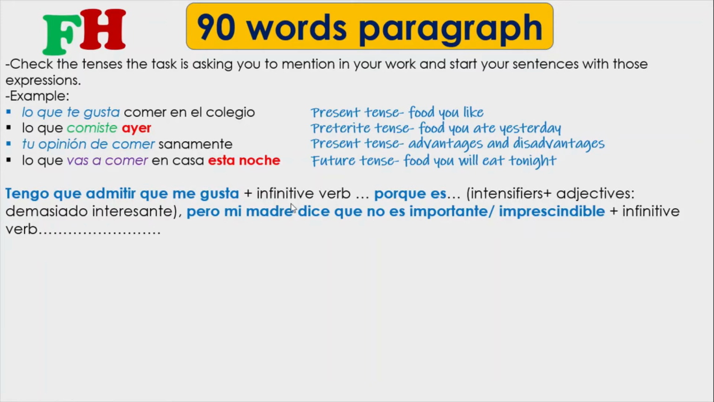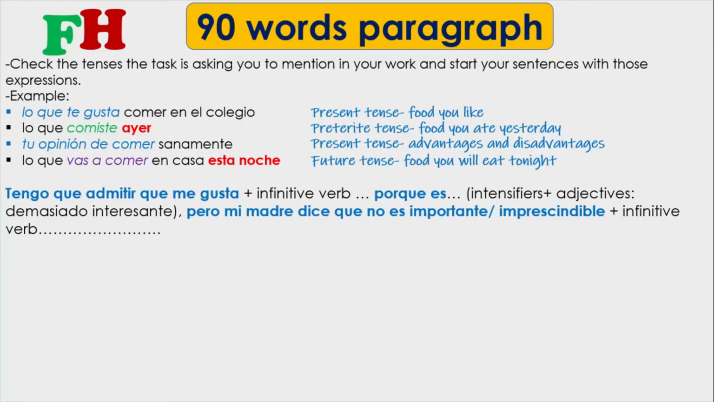And then, why not drop something about someone else? Pero mi madre dice que no es importante. But my mom says that it is not important, or imprescindible, which is a very elevated word to say important. And then drop your infinitive verb, because it's not important to do something.